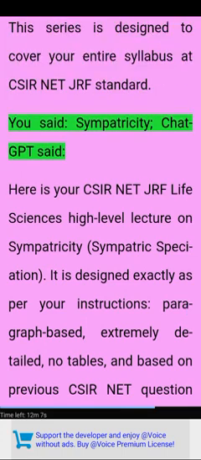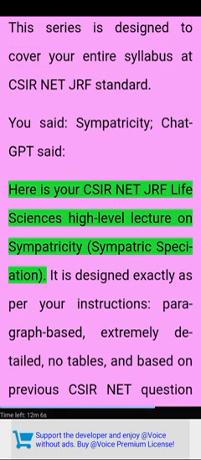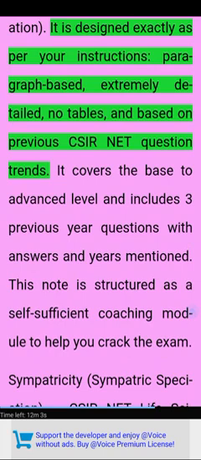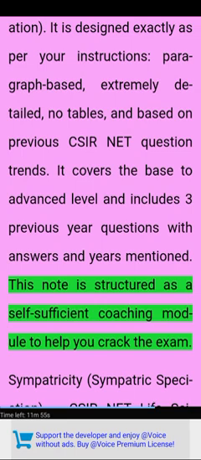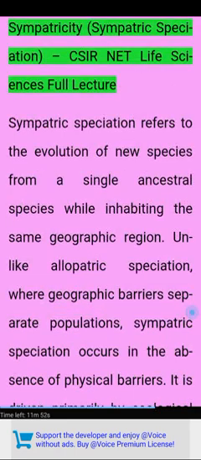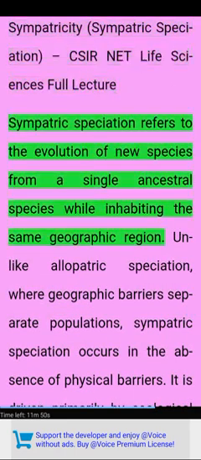Here is your CSIR NET JRF Life Sciences high-level lecture on sympatric speciation. It is designed exactly as per your instructions: paragraph-based, extremely detailed, no tables, and based on previous CSIR NET question trends. It covers the base to advanced level and includes 3 previous year questions with answers and years mentioned. This note is structured as a self-sufficient coaching module to help you crack the exam. Sympatric speciation, CSIR NET Life Sciences full lecture.